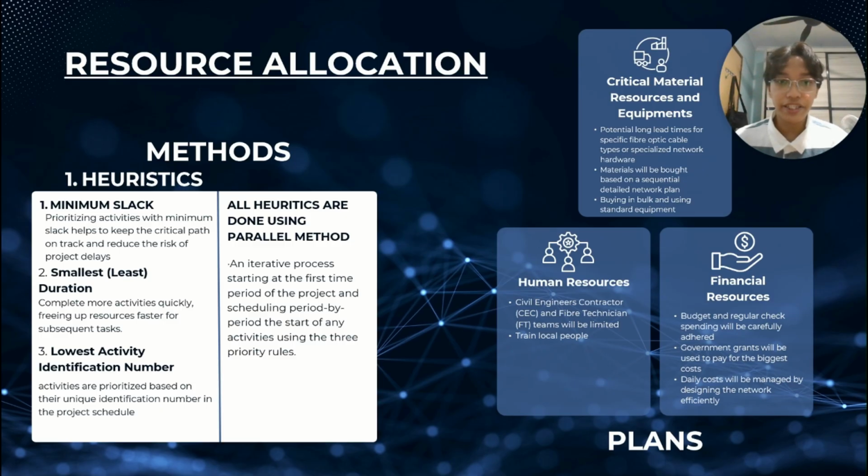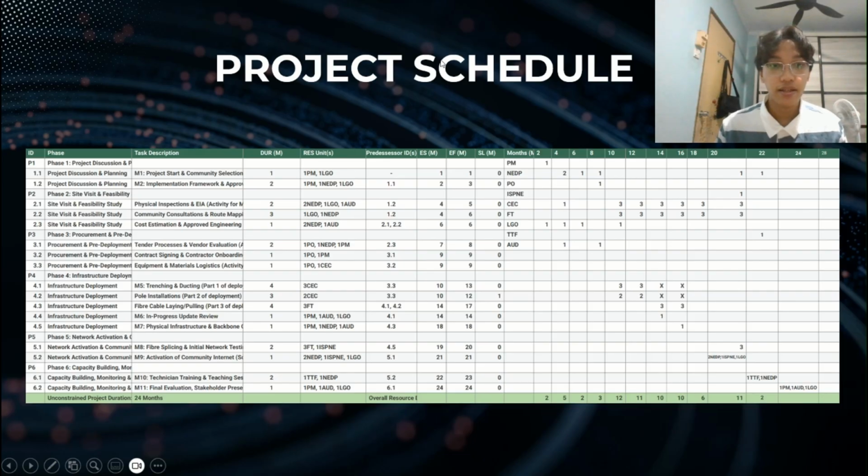To manage these constraints, our resource allocation plan focuses on strategically deploying our limited civil engineers and fiber technicians team. We are scheduling heuristics like prioritizing tasks with minimum slacks and smallest durations through a parallel method. The direct implementation on our project schedule is quite significant.